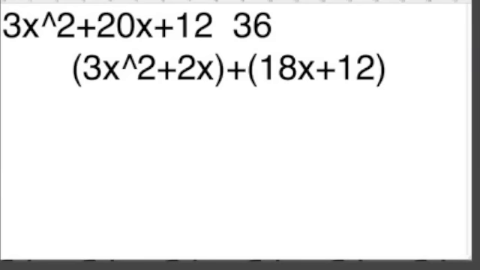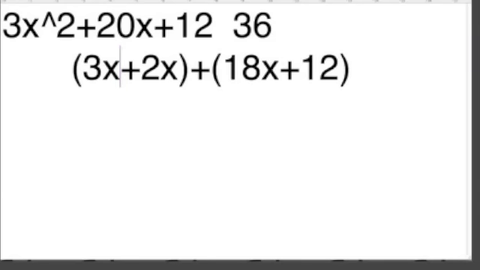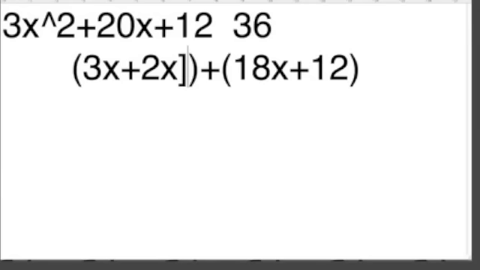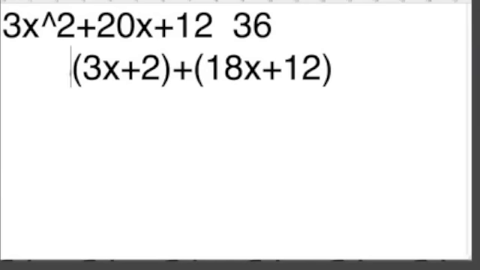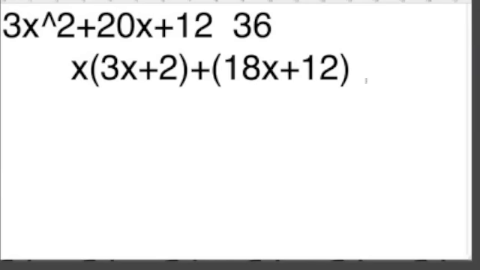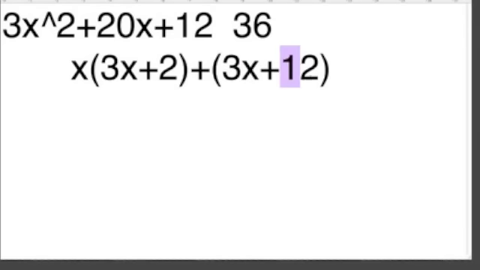So over on this side, the only common term we have is x. So let's divide by x. So we have an x over here. On this side, the common number we would have would be 6. So let's divide by 6. 18 divided by 6 equals 3. 12 divided by 6 equals 2. So let's put this 6 right here, because 6 times 3x plus 2 equals 18x plus 12.